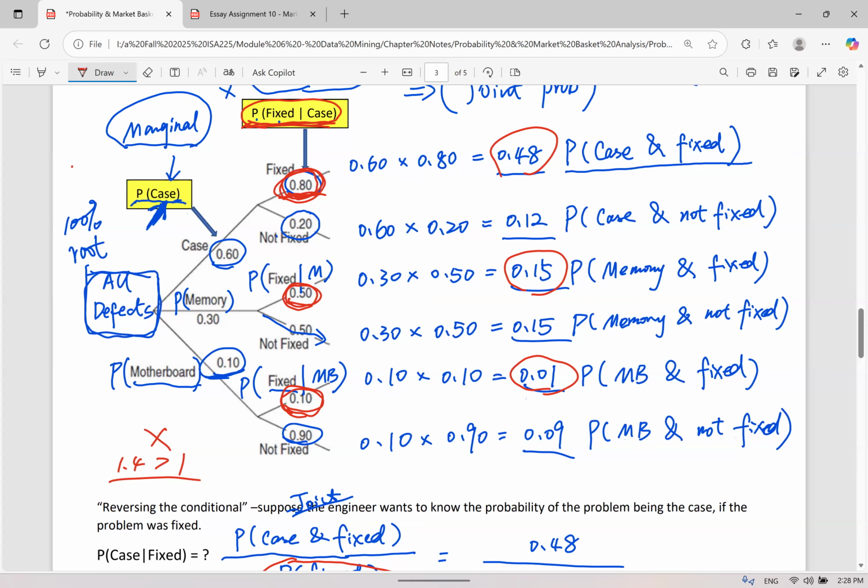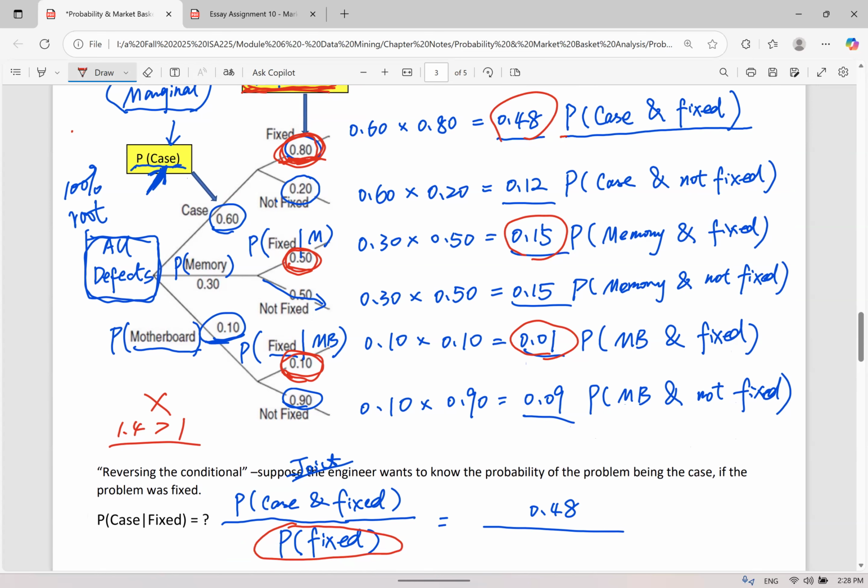So they are kind of in the middle things, right? We want to use the leaves to make the decision or make the prediction or whatever, right? So in this case, this is the probability of getting case alignment and fixed. This is the memory and fixed. This is motherboard and fixed, right? So then our total fixed probability is just 0.48, and then 0.15, and then 0.01.